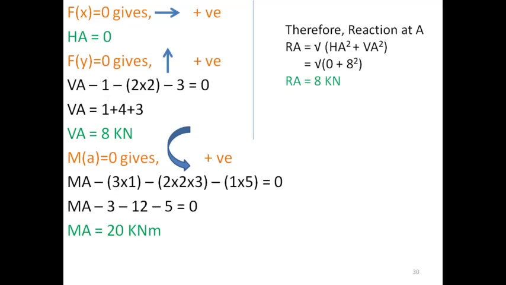From that we got the horizontal reaction HA as 0, as no force was present in the horizontal direction. Vertical forces were present, so we got the value of VA as 8, and these forces create a rotational effect on the support. So that rotational effect, its reaction, means your moment about point A, was again 20 kilonewton meter.